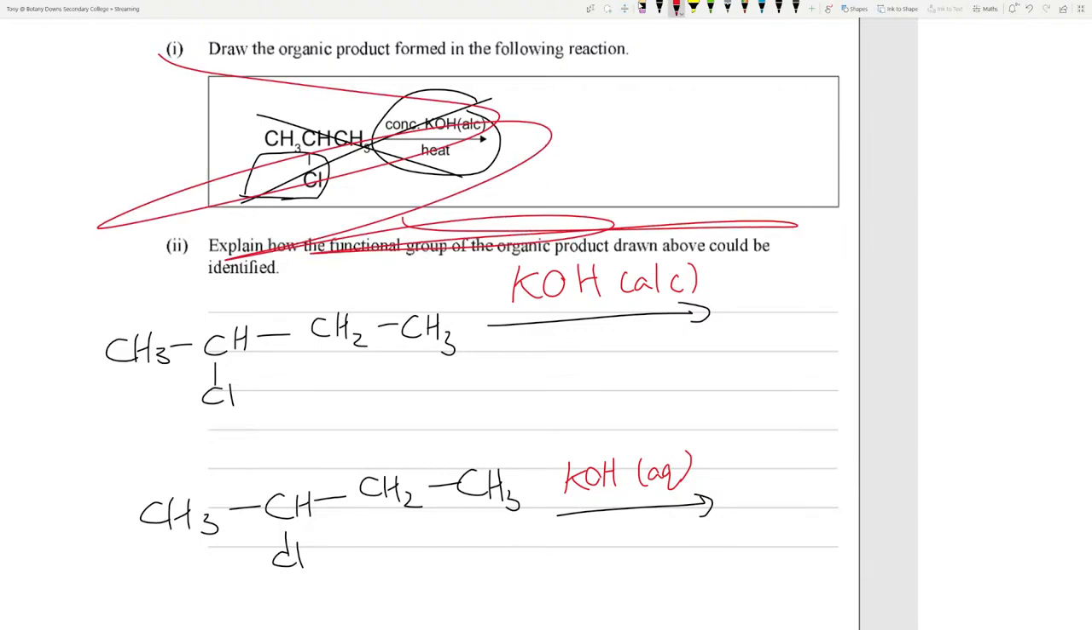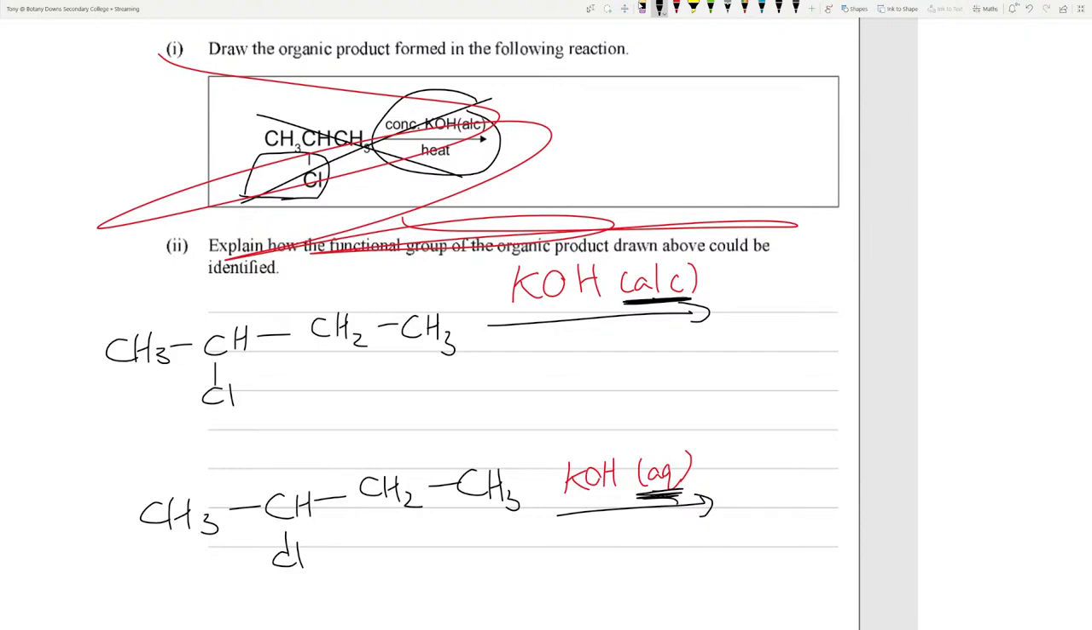I just want to go through this reaction, because this is one of those very, very common reactions that pops up in year 12 and even in year 13. The first thing you need to understand is the condition. This is alcohol, so that means your KOH is dissolved in alcohol. Over here, your KOH is dissolved in water. And when your KOH is dissolved in a different solvent, that means it will catalyze a different kind of reaction.